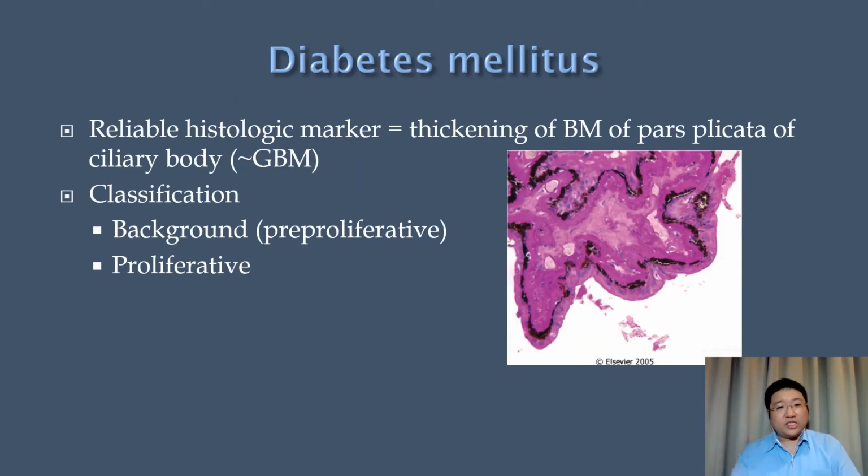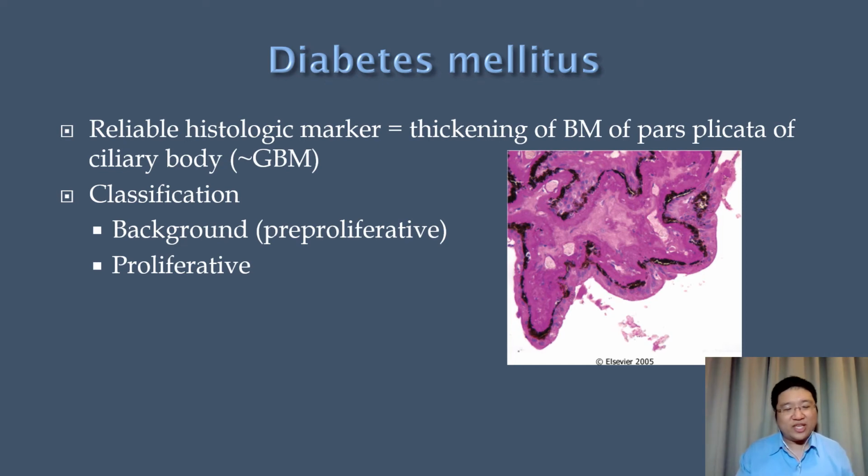And the next condition is diabetes mellitus. So diabetic retinopathy is a common cause of blindness amongst diabetic patients, and a reliable histologic marker for diabetes is the thickening of the basement membrane of pars plicata of the ciliary body. It's like here. There is thickening of the basement membrane of pars plicata.